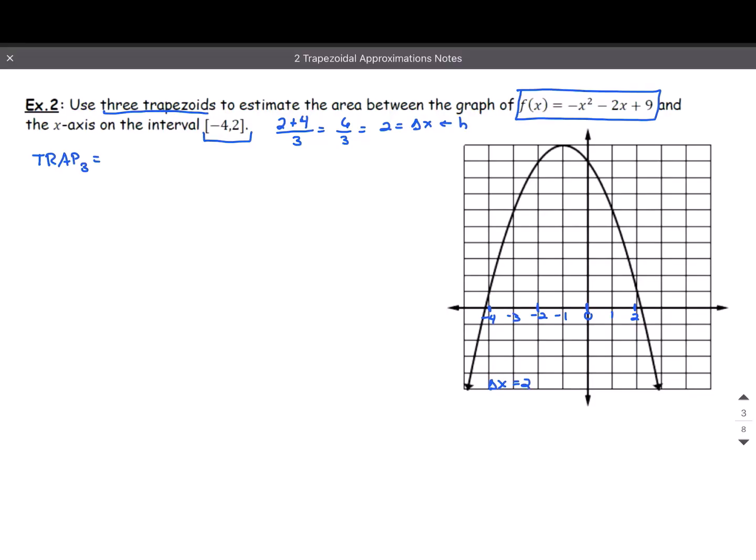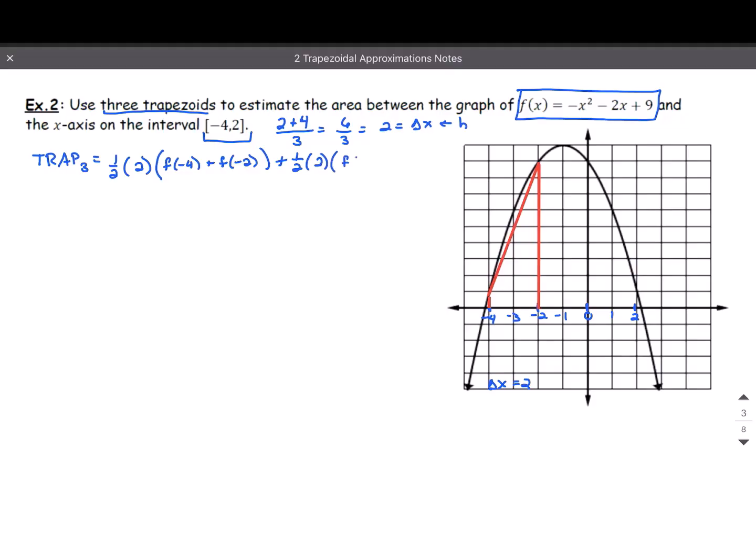So for our trapezoid, it's 1/2 times the height, which is 2. Now, for the first subinterval from -4 to -2, we're going to use f of -4 plus f of -2, and we're going to find the height at -4. We're going to find the height at -2, and we're going to connect them for the trapezoid, and there we go. Now the next subinterval, again, we have 1/2 times the height, which is still 2. We're going from -2 to 0.